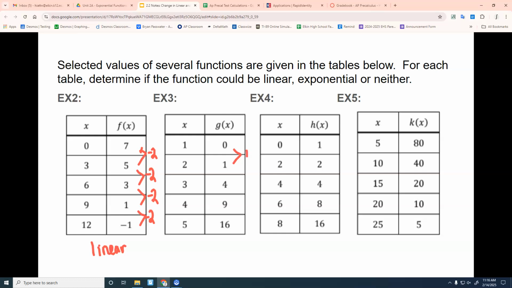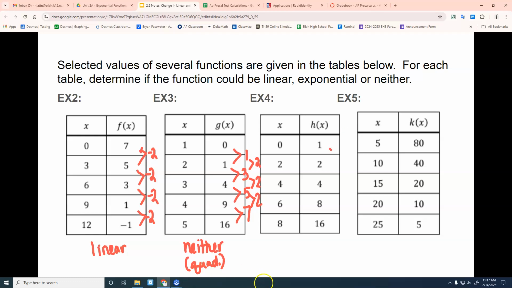Alright, right here, goes up by 1, goes up by 3, goes up by 5, goes up by 7. Okay, definitely not linear. Is it going to be exponential? To see if it's exponential, do the next one. How much does this go by? 2, 2, 2. This is not exponential. Exponential, that will never happen. What is this one? This one's quadratic. So I put neither. But if you want to, you could put quadratic there in parentheses.